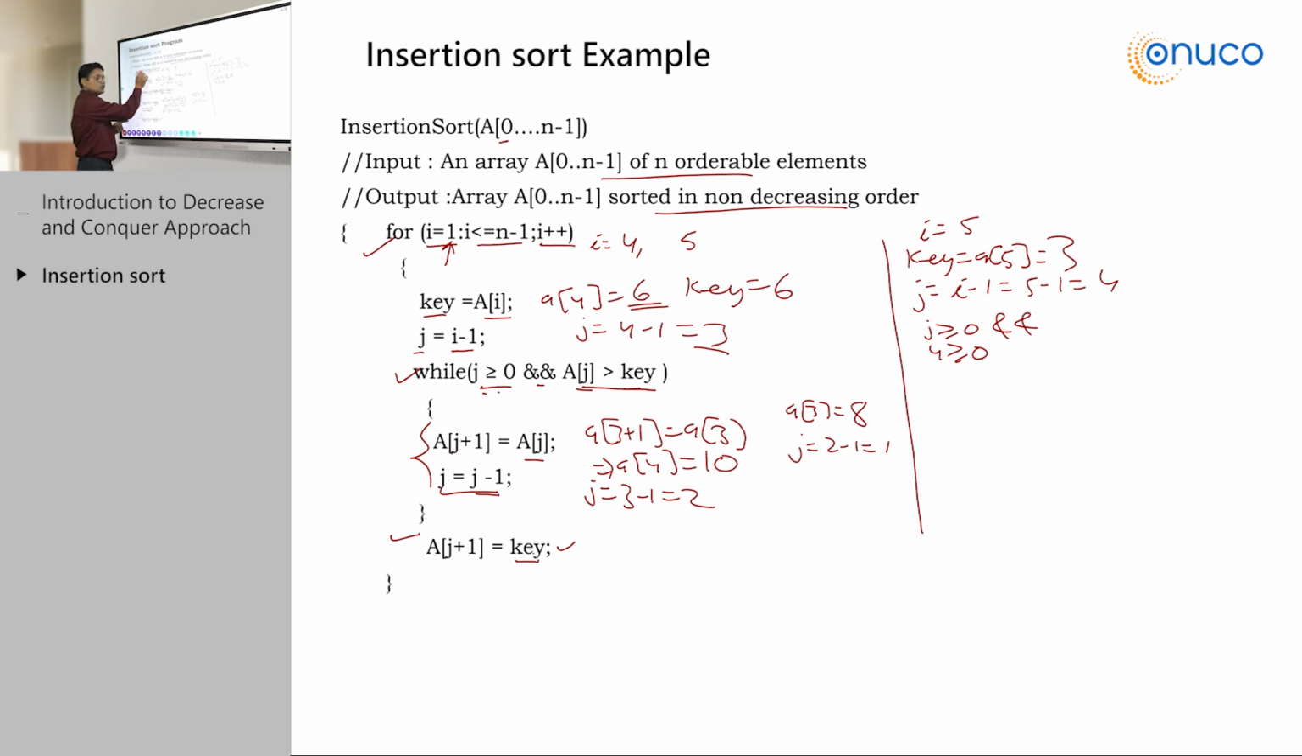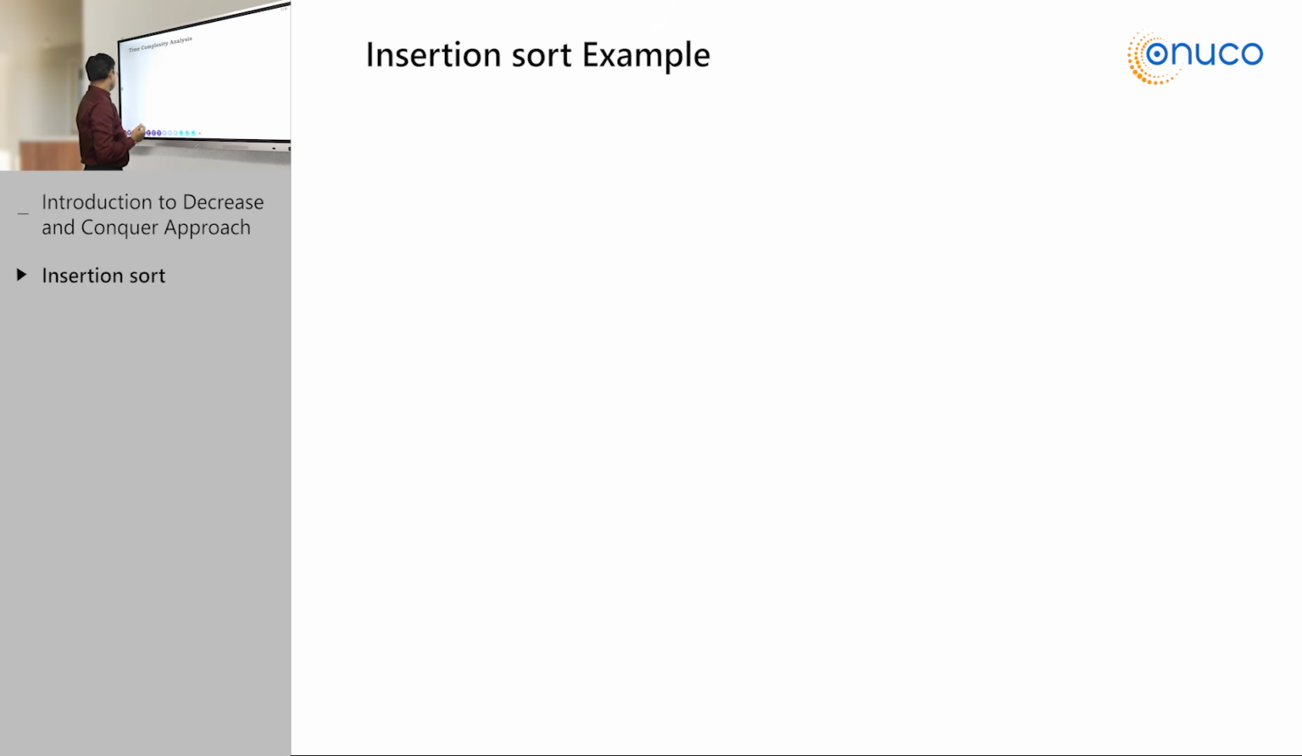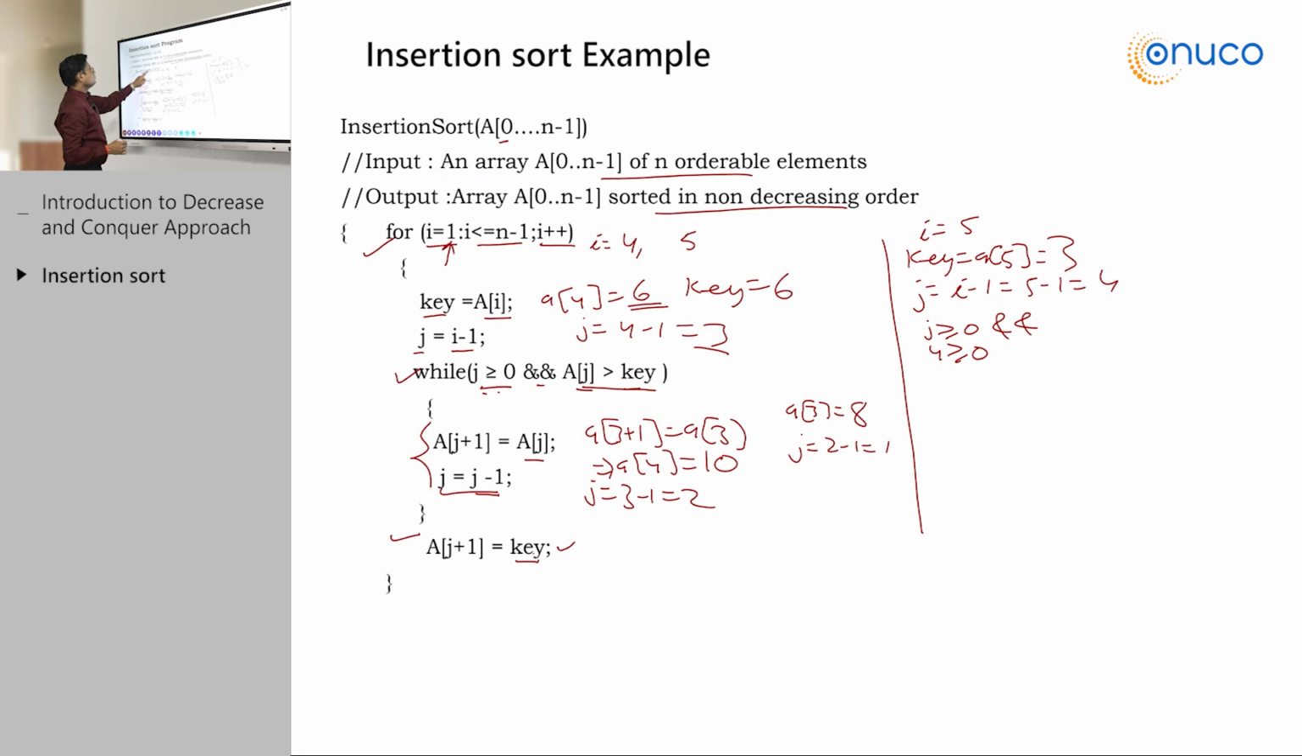For each and every value of the for loop, the while loop is working. For that reason, we are going to write the for loop as T of n is equal to summation of i is equal to 1 to n minus 1. You can see that in the code, i is equal to 1 to n minus 1, we did it, right?